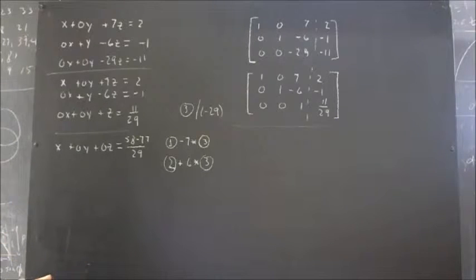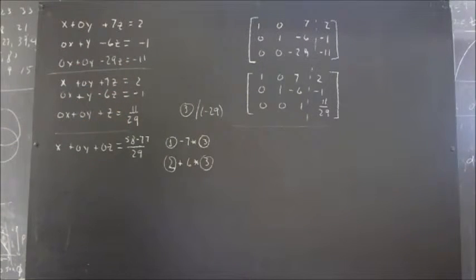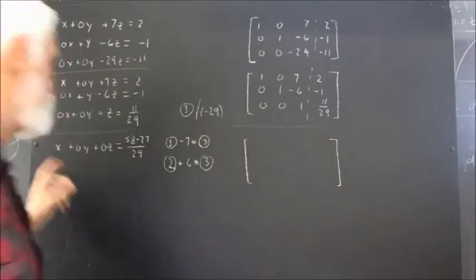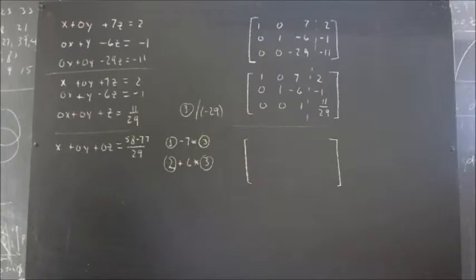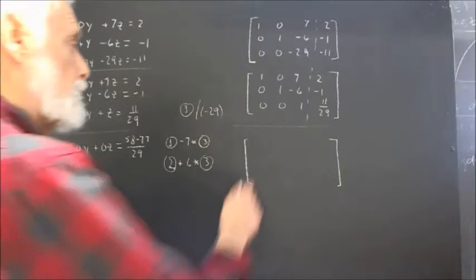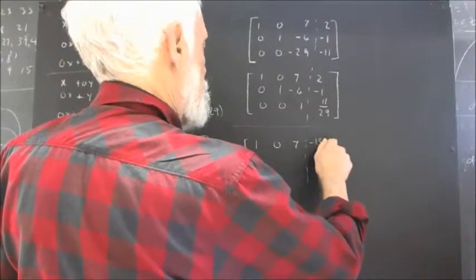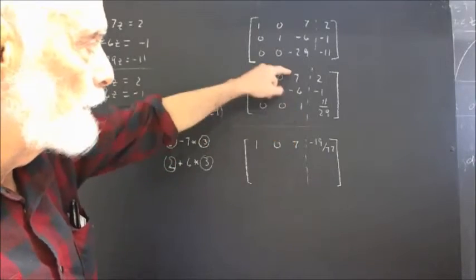Now, if you're not comfortable with fractions, as most people aren't, you're going to have to maybe sit back and work that out. It's going to be 2 minus 7 times 11/29. This is the same thing we would get if we did the operation to the augmented matrix. Now, 58 minus 77 is negative 19. So I think we get 1, 0, 7, negative 19 over 77.